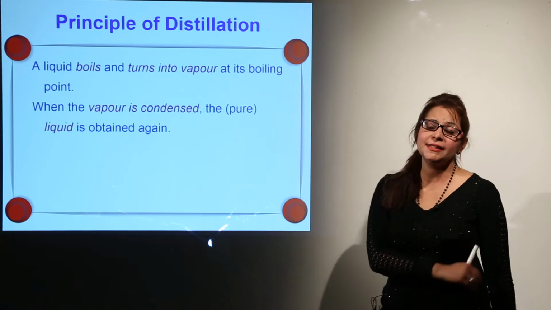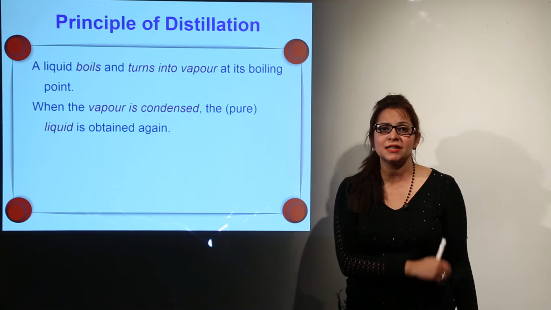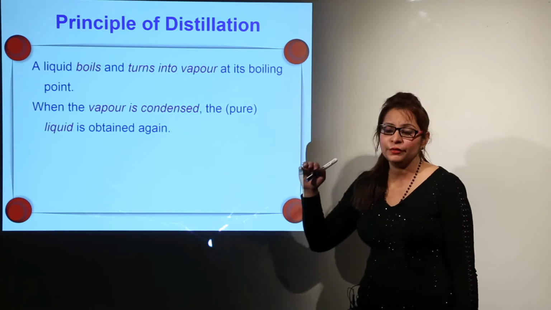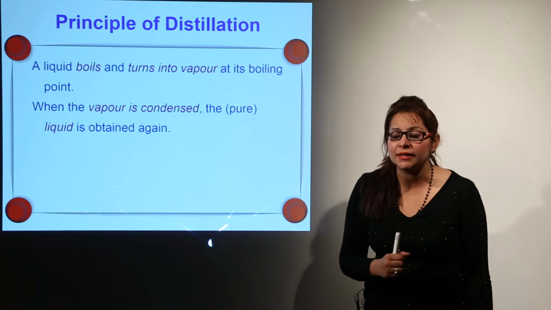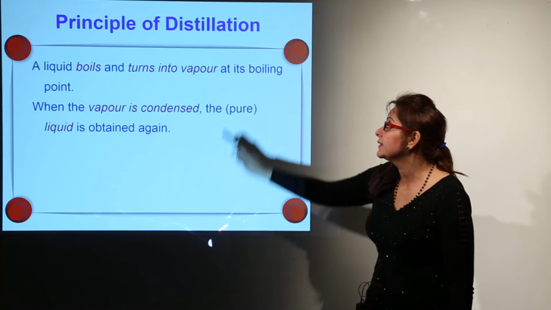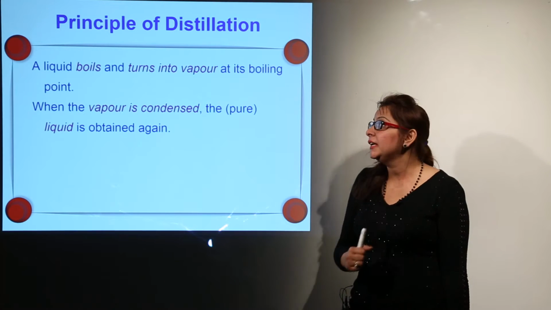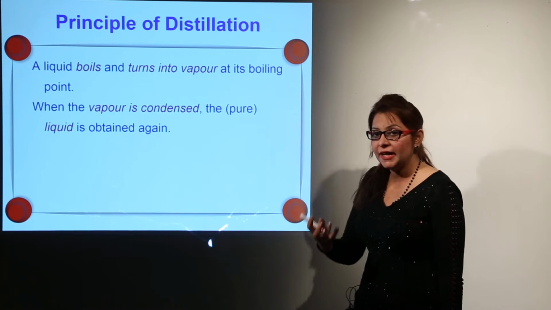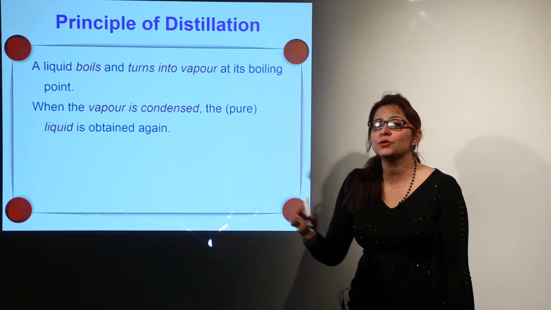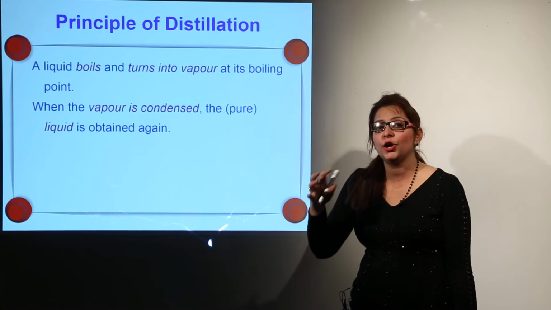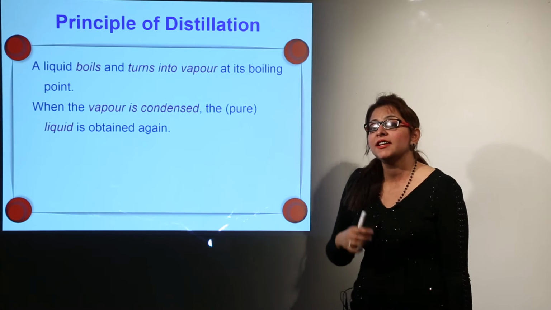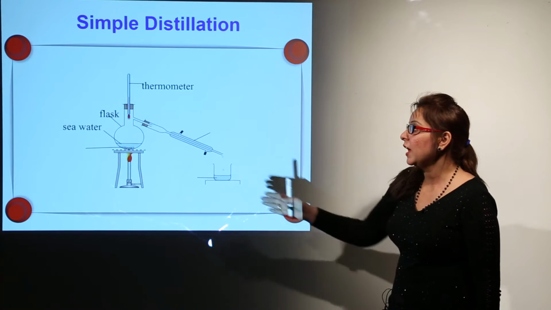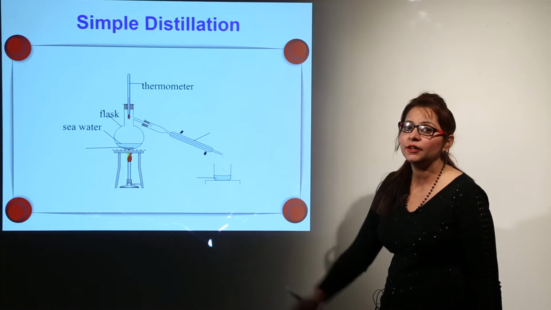What is the basic principle behind distillation? You have done this in previous classes as well, because we study distillation from the very junior classes. When we heat a liquid it boils, and the temperature at which it boils is the boiling point, right. So the liquid boils and turns into vapor at its boiling point. Then the vapors formed, when they strike the walls of a container, or if they are made to pass through a condenser, they condense and form the liquid again. This is the figure that I have selected for you.